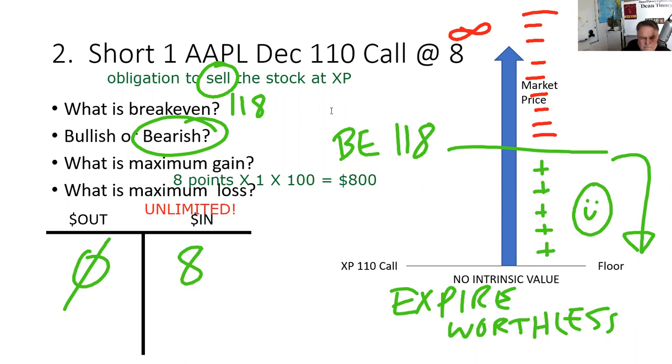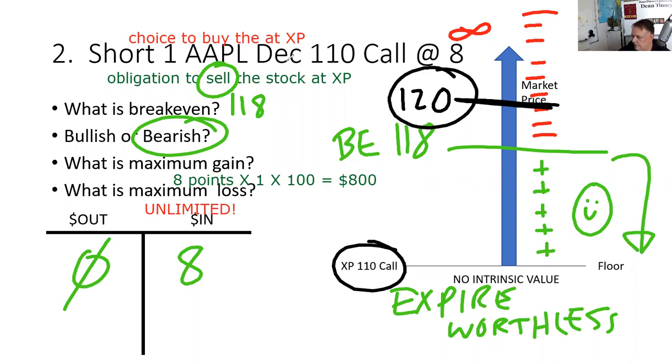Now, if I offset my obligation to sell with a choice to buy the stock at the strike price, I would no longer have unlimited loss potential. What I might strongly want to consider is taking part of my money and putting in a ceiling. Maybe I want to consider buying a 120 call. So worst case now is I buy the stock at 120 and I deliver at 110. And maybe I just want to play between those two prices.